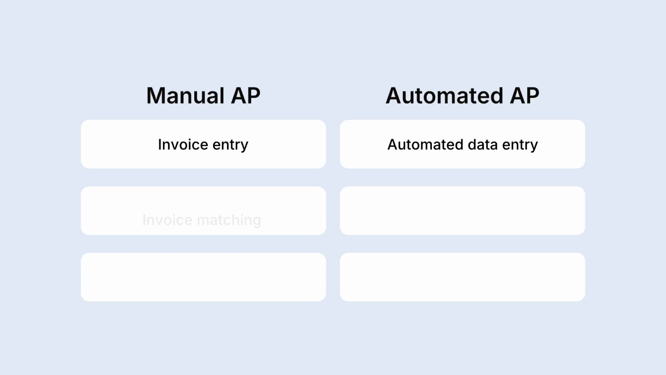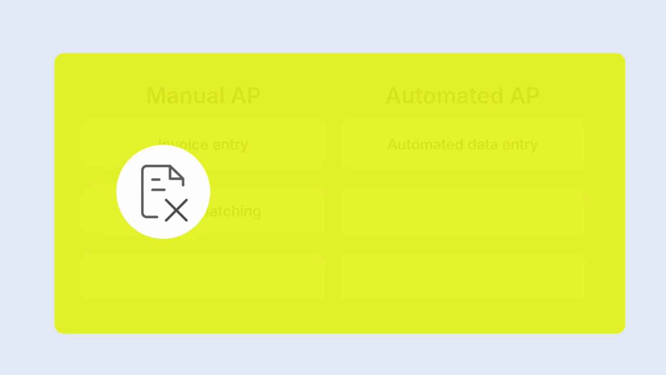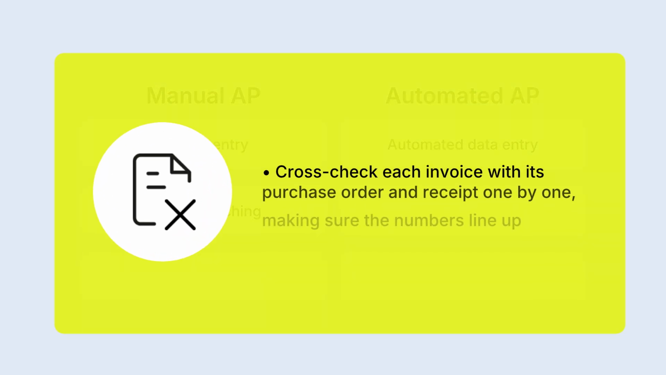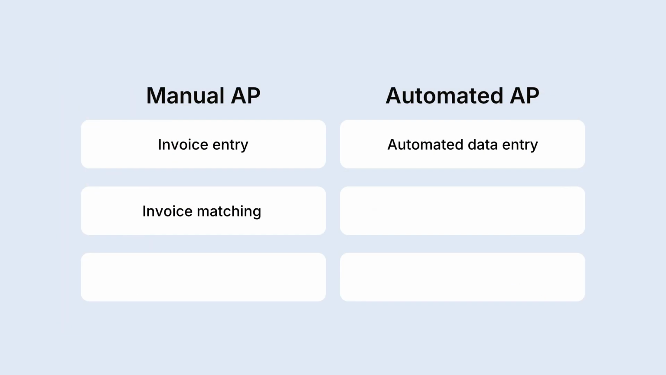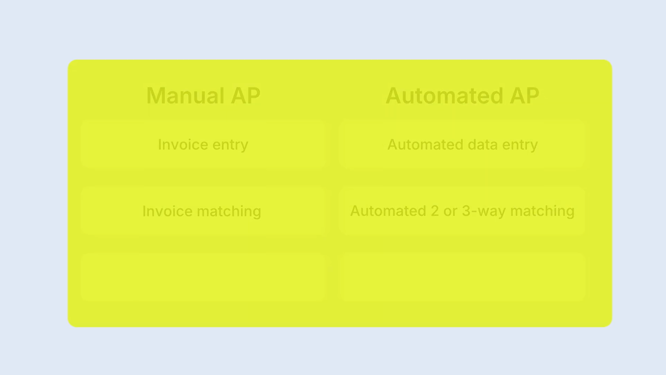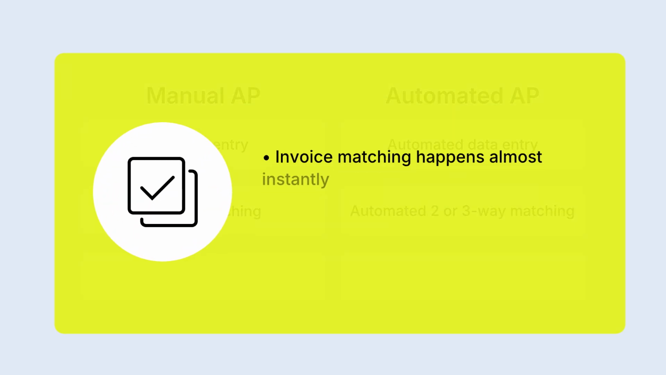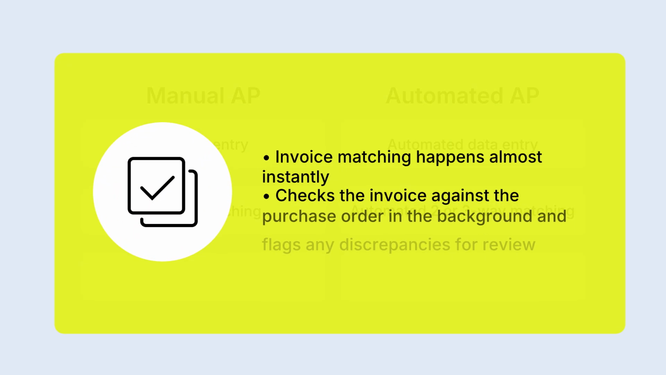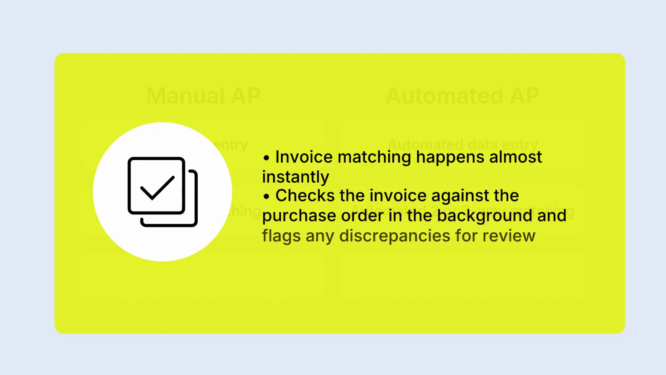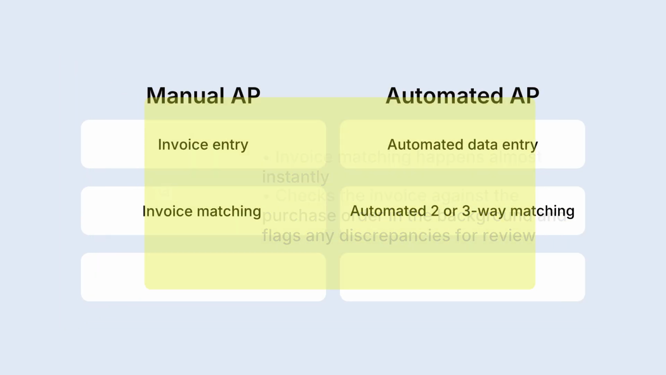Another example is invoice matching. Manually, you would need to cross-check each invoice with its purchase order and receipt one by one, making sure the numbers line up. That's a tedious process, and it's easy to miss mistakes when you're doing it by hand. With an automated system, that matching happens instantly. The software checks the invoice against the purchase order in the background and flags any discrepancies for you to review.